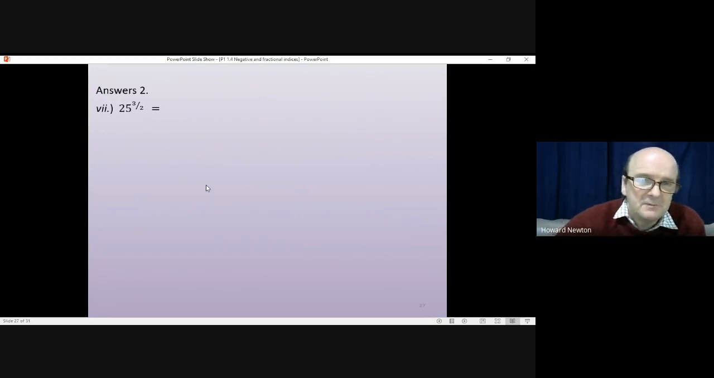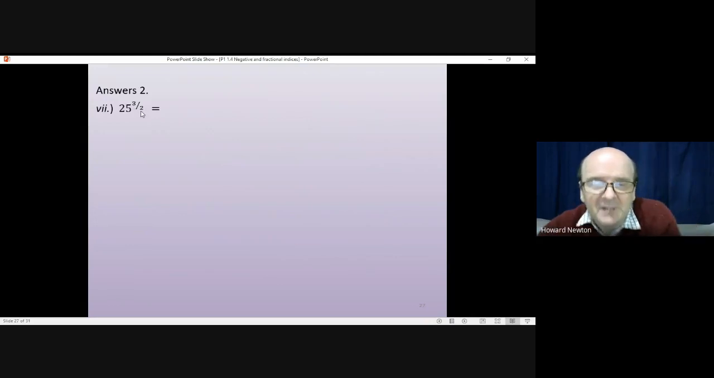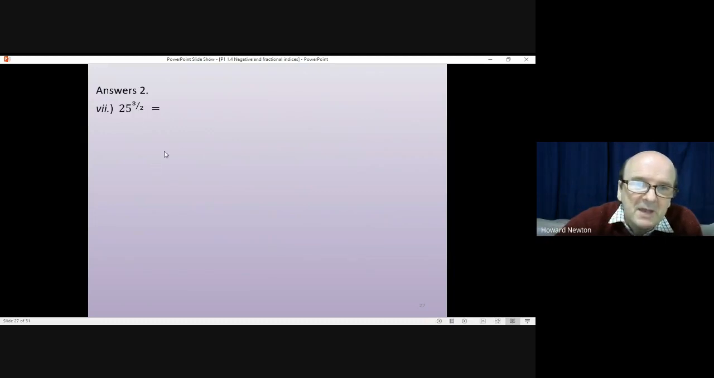25 to the power of 3 over 2. You can choose whether you do the cube first or whether you do the square root first. Now, if you've got a calculator, it makes no difference. But if you haven't got a calculator, the square root is easier to do first. The square root of 25 is 5, and then 5 cubed will give you 125.